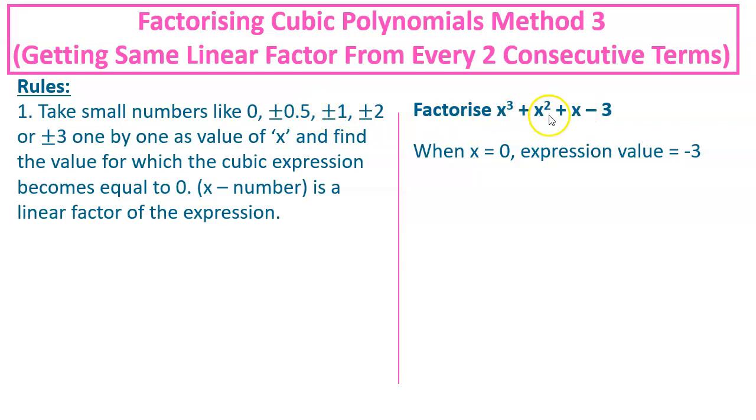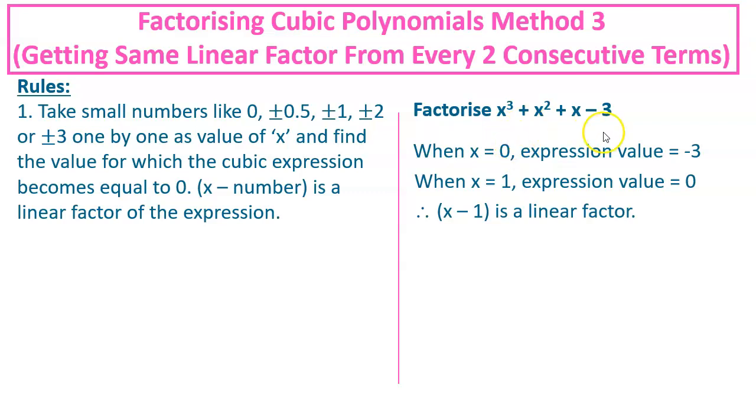Over here, I'm seeing not every term has a plus sign, so we can try plus 1. If every term is a positive term, never try any positive value. Always try the negative values. So when x equal to 1, 1 plus 1 plus 1 is 3, minus 3, it is equal to 0. So when x equal to 1, the expression value is equal to 0. Therefore, x minus 1 will be a linear factor of this expression. x minus 1 is a linear factor.